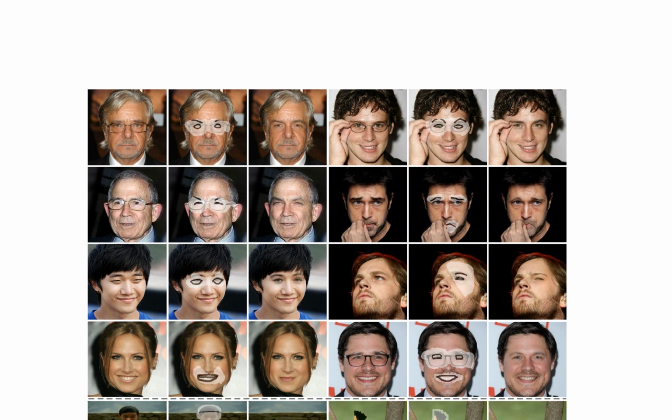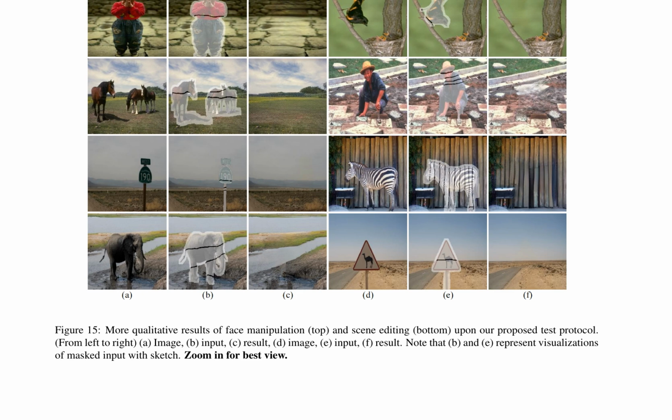The results demonstrate the model's ability to accurately alter facial features while preserving the overall identity and realism of the face. The scene editing results exhibit the model's capacity to effectively modify objects within the scene, such as changing the color or removing objects. These qualitative results corroborate the quantitative findings, further solidifying the effectiveness of the proposed approach in image manipulation tasks. The use of masked inputs with sketches allows for more precise control over the editing process, enabling the model to produce high-quality results.